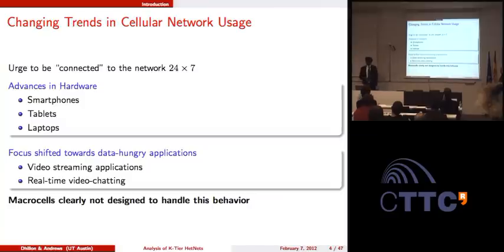But recently, there have been some changes in the trends, the way we use networks. There has been an urge to be connected to the network 24/7. You people probably use your Facebook right after, in the coffee break. That's what has been happening for a few years now. You really want to be connected. Maybe it's your phone, maybe it's your laptop, maybe it's your tablet, but you want to be connected to the network. Even if you don't have anything useful to do, you will watch a YouTube video. So that has been putting a lot of pressure on the networks.